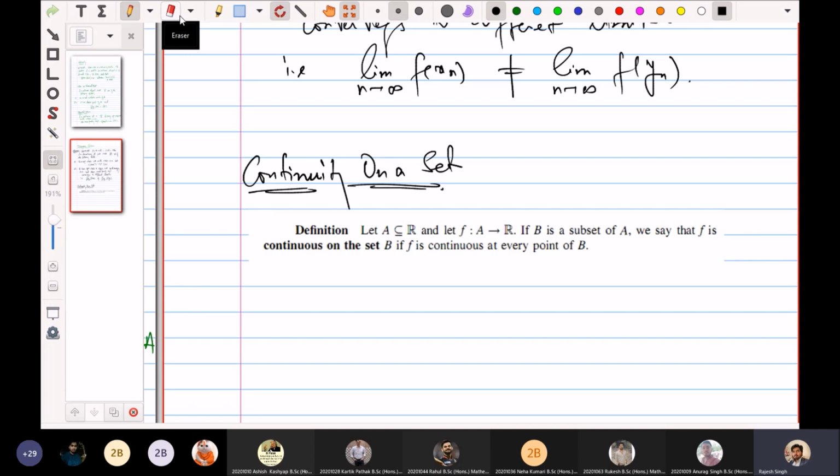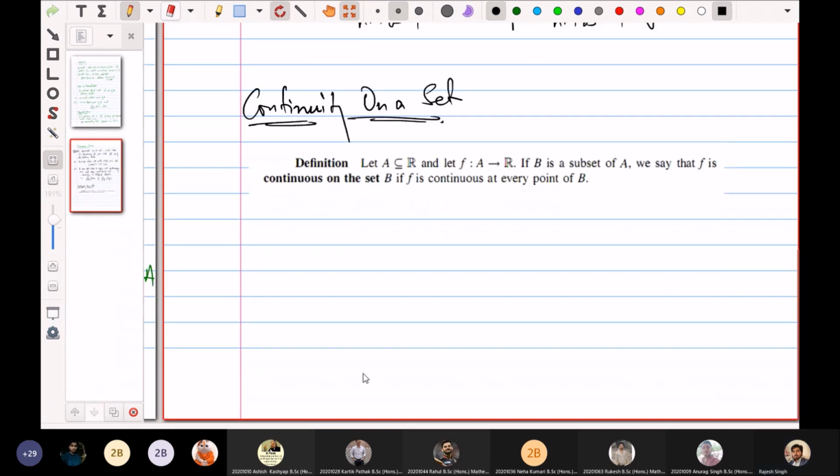That is, if the question is to prove that the function is continuous on this set, we will take any arbitrary point of that set and then we will prove the continuity at that point. So let us do some examples. First is the constant function is continuous on R. So how will you prove this?